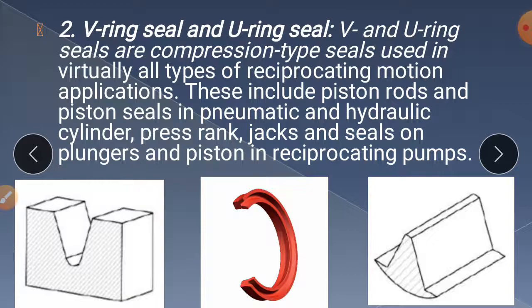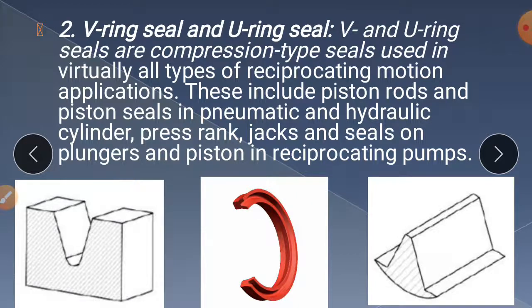Next, come to the V-ring. The V-ring is also considered with respect to the cross section. So you can see here the V shape is given. This is the cross section, and this is a small portion of the ring which is taken here. So this is a V ring seal, and the U ring seal is relatively like this. This is the U ring seal. So you can see in this diagram how the seal will look.